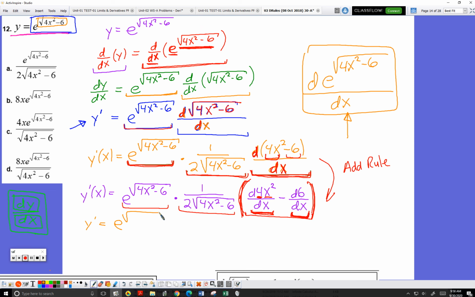Write everything down again. Oh, let's save some space. Let's put these two together. This times this, fractions multiply straight across. So this will look like this now. Should have done that sooner.